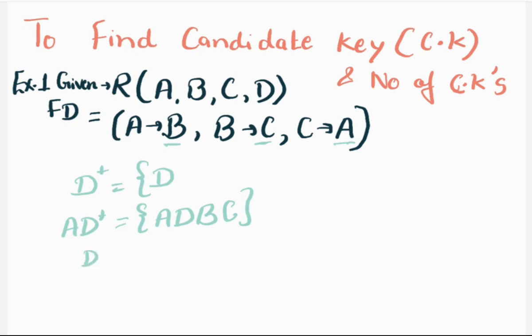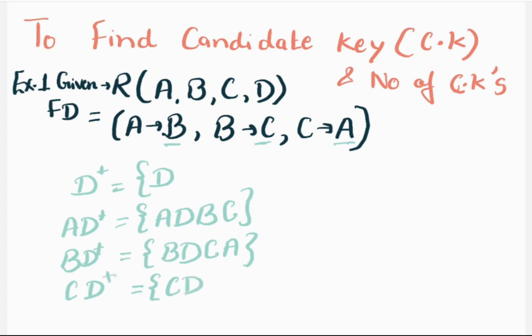Now we will take B with D. D will determine BD. Then B is determining C and C is determining A. So again this BD is determining all the attributes, so this is also our candidate key. Now with D we'll take C. CD is determining CD. Now C is determining A and A is determining B. So again CD will also be our candidate key.